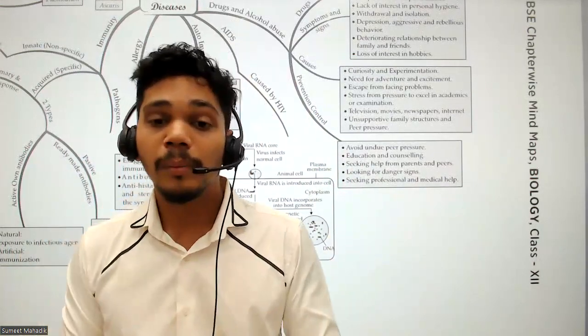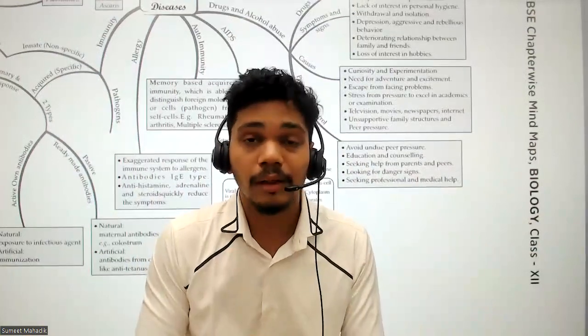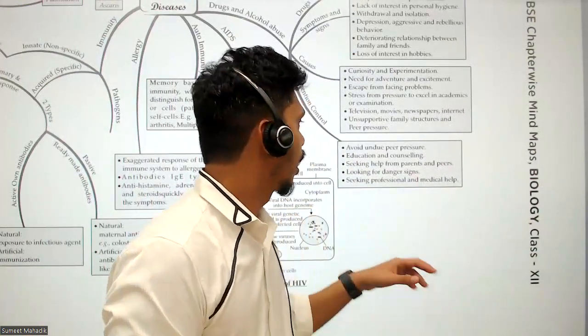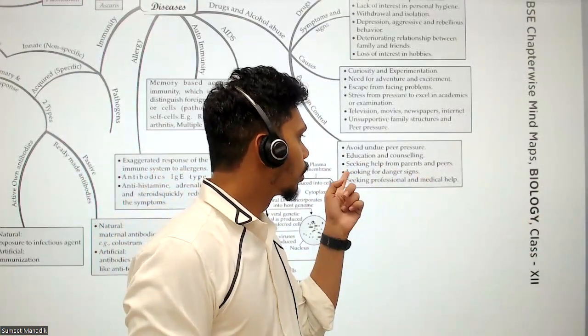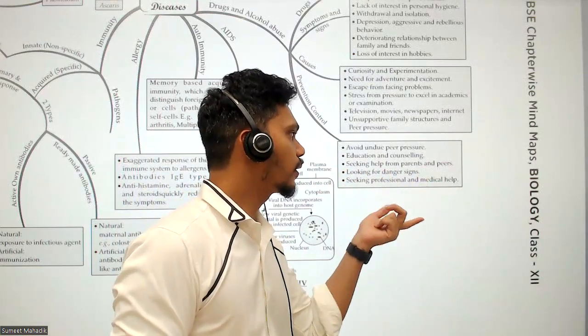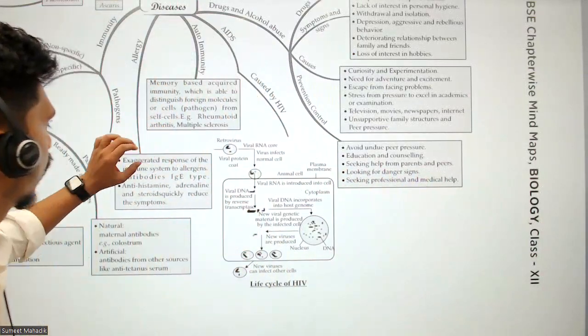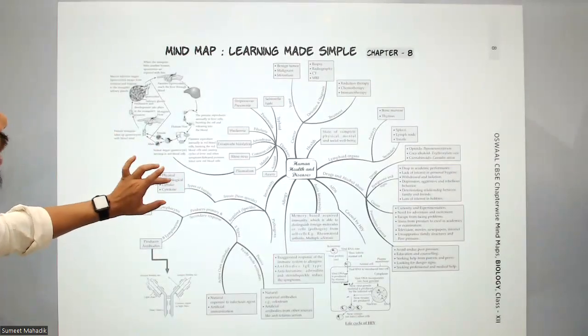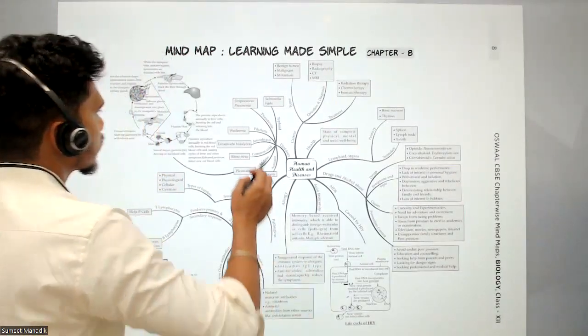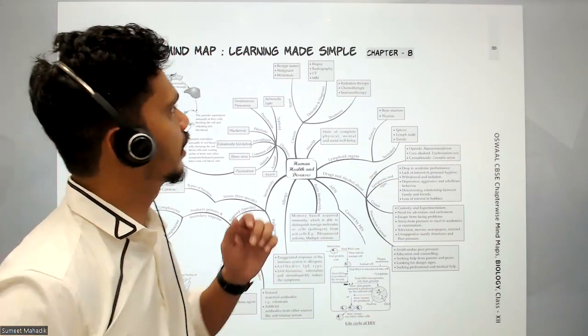Seeking help from the parents and peers. If there is a problem, talk, communicate. Seeking help from the parents and peers, looking for dangerous signs, seeking professional and medical help. Okay, so what we have done in human health, and this is very important, we have covered.